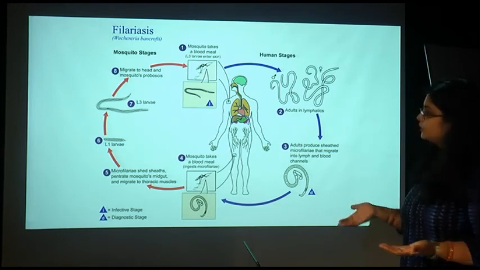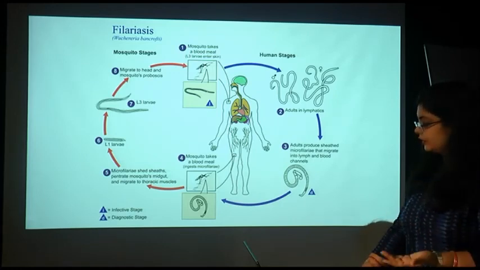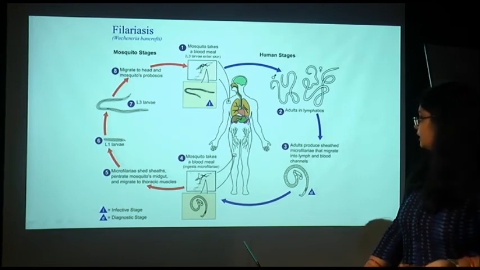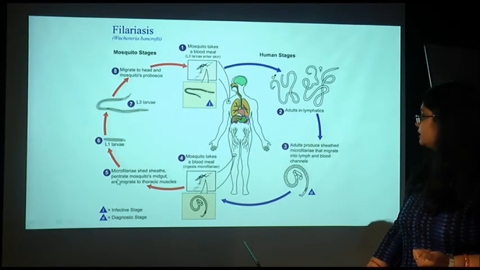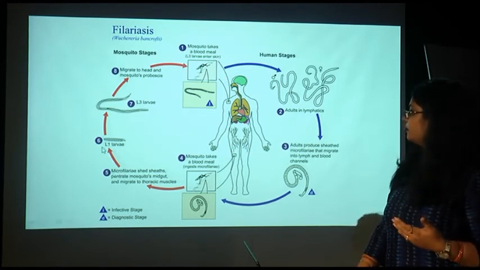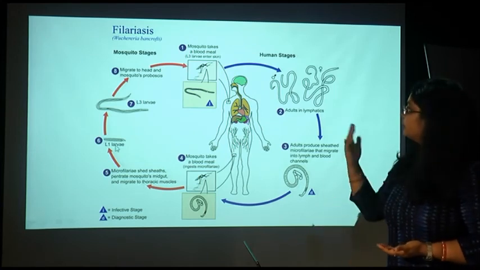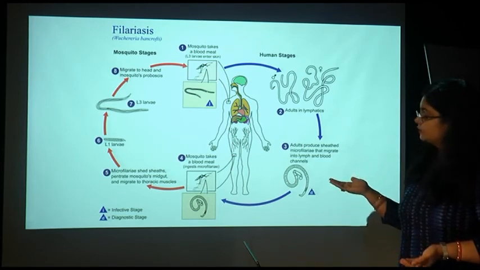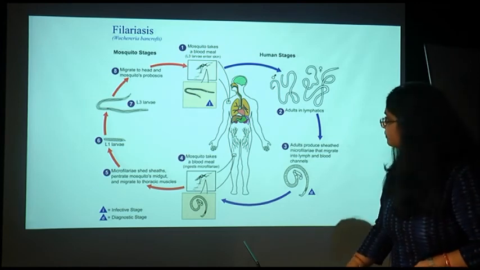So these adults again produce microfilaria, which circulate in the bloodstream and can be taken up again by a mosquito during a blood meal. So these microfilaria penetrate the mosquito's midgut, and there they develop, specifically they go to the thoracic muscles and develop further into L3 larvae, which again migrate to the proboscis of the mosquito, and the cycle repeats itself.